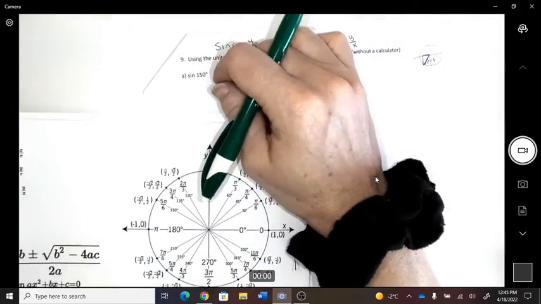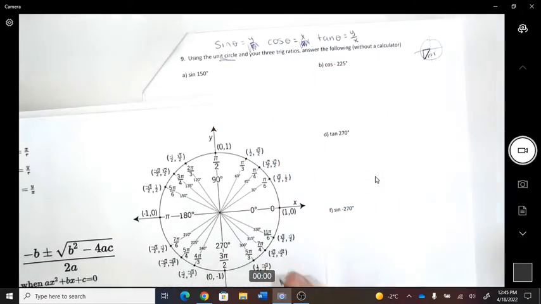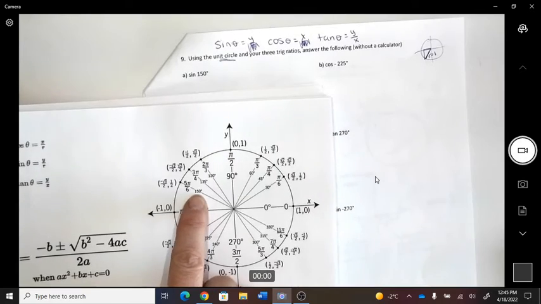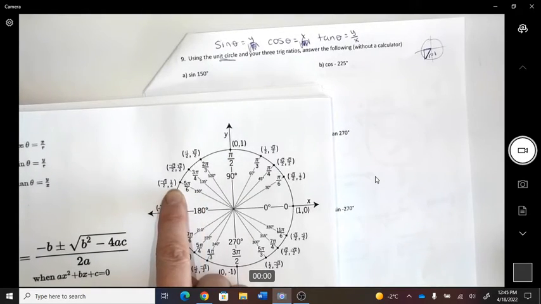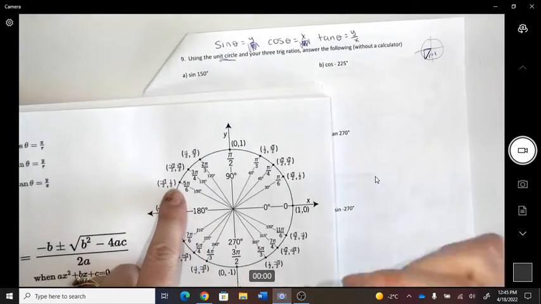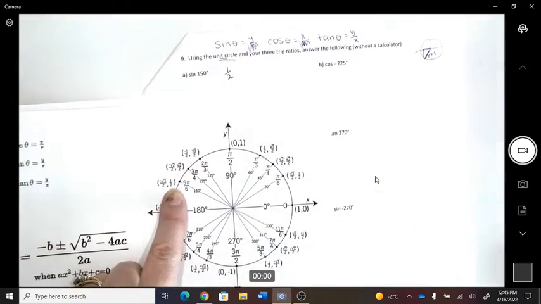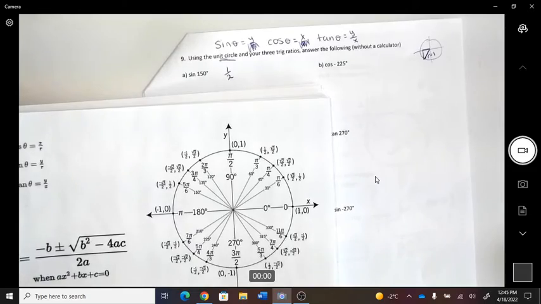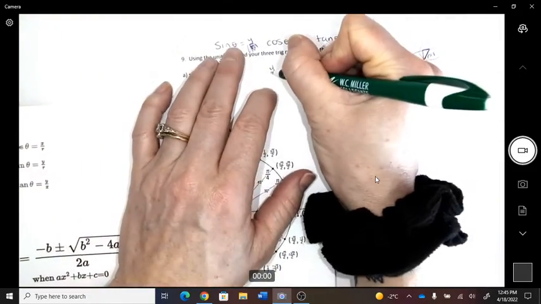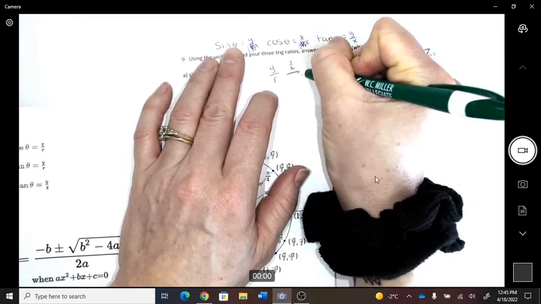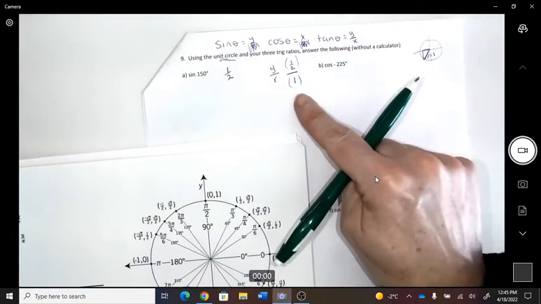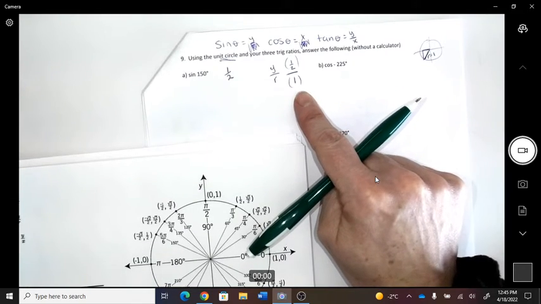Okay, so sine of 150. So I go onto my circle and I see 150. So I'm going to take the y value, which is 1/2. That's the answer. That's it. Just grab the y value. And again, some of you might do this. Okay, that's fine. If you write that, that's fine, but just make sure you simplify it to be 1/2.